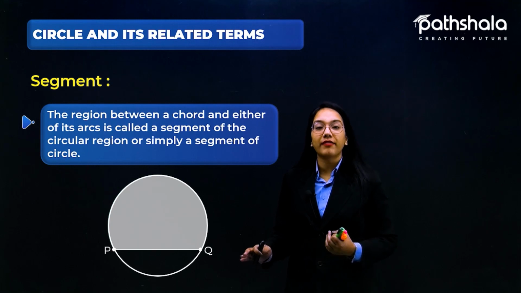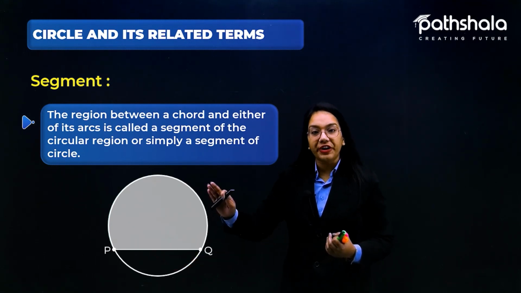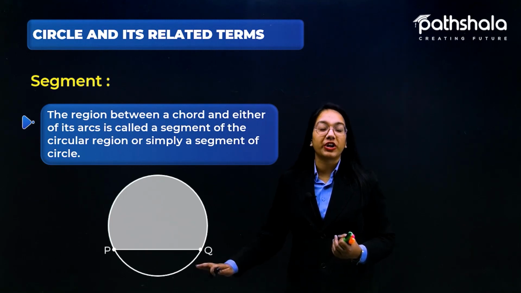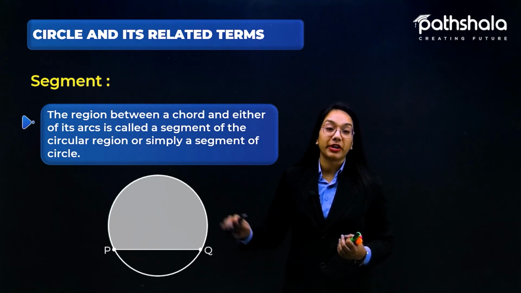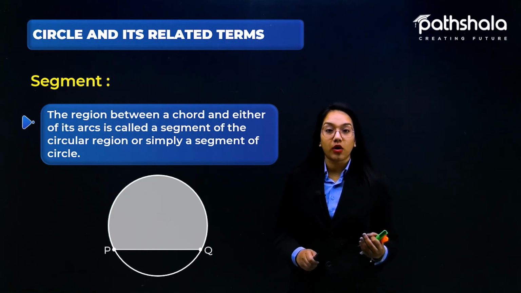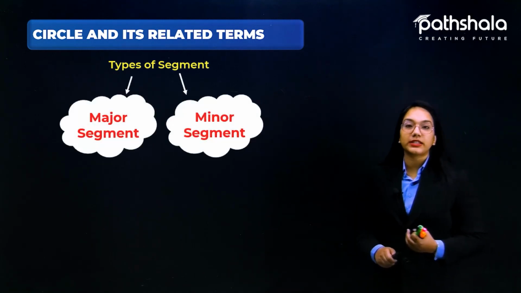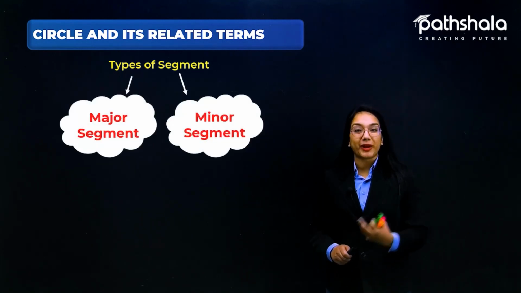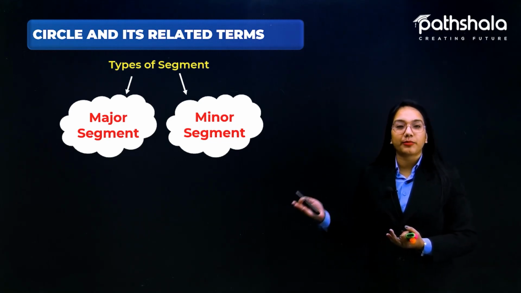Here you can see we have two segments, this portion and this shaded portion. One is with respect to the minor arc and one is with respect to the major arc. So let's talk about these two types of segments. We have two types of segment: major segment and minor segment. You can see all this in the previous figure.